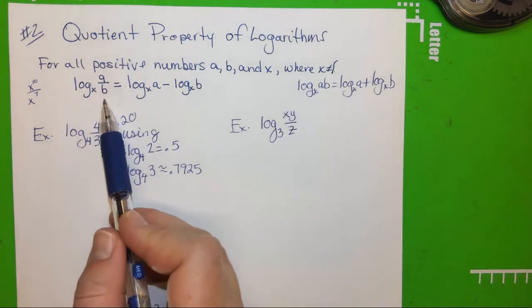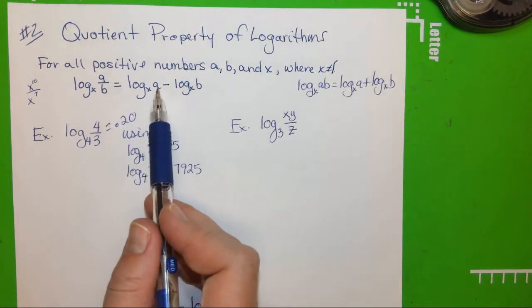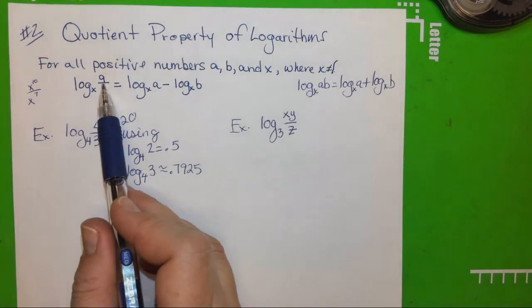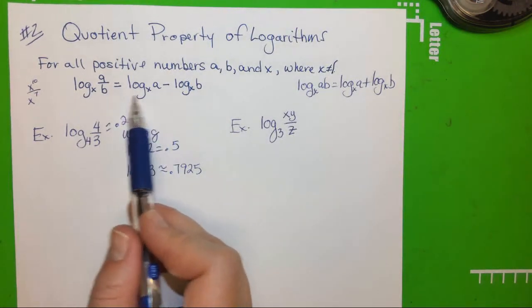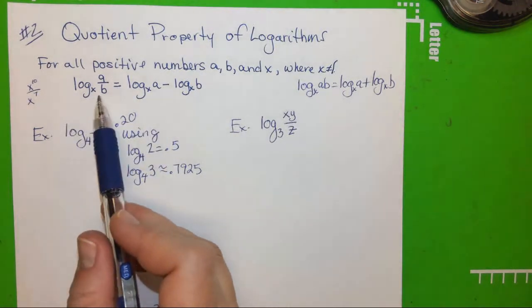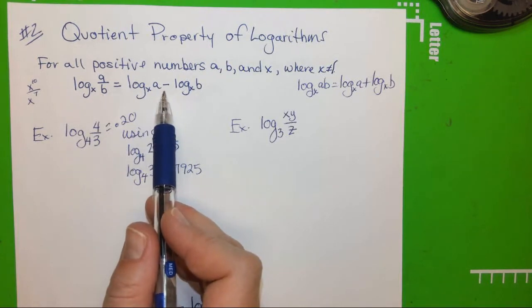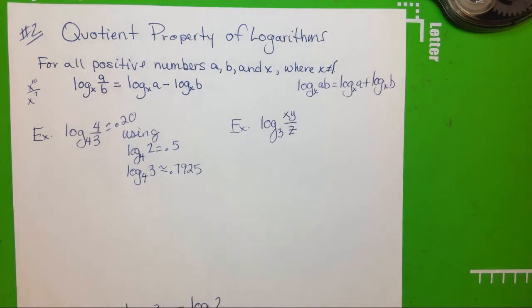We have log base x of a divided by b. It's equal to log base x of a. Notice the a is in the numerator. A is the first part, the positive part, minus log base x of b, so we would subtract it.